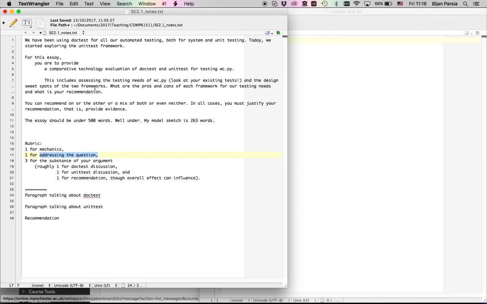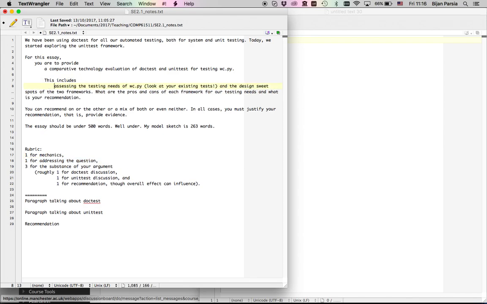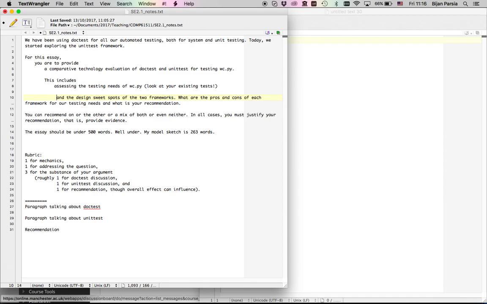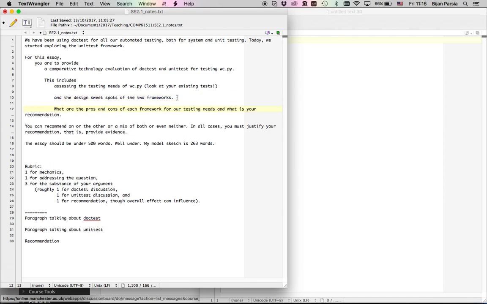This paragraph just explains what the question is saying. So what does it include? Assessing the testing needs of wc.py. So what kind of tests am I writing? And the design sweet spots of the two frameworks. So what do I mean by design sweet spots? That's something else that it might not be clear. I mean, what kind of tests was it primarily intended to capture?